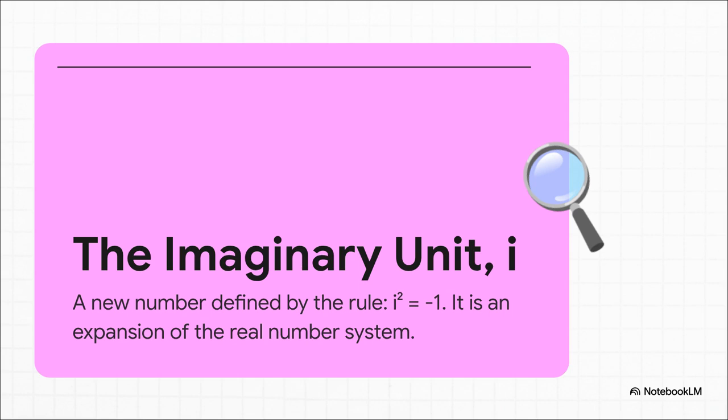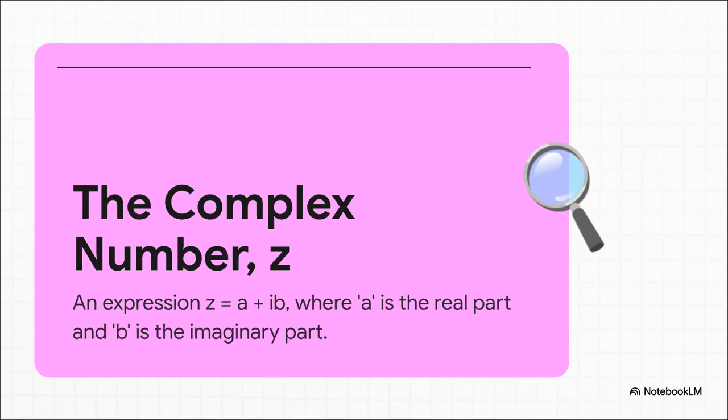Now don't get hung up on the name imaginary. It's not imaginary like a dragon or something. Just think of it as an expansion of our number system, a new tool in the toolbox. So once you have i, this opens the door to a whole new kind of number, the complex number. We usually write it as z, and it's made of two parts. You have a real part, a, and an imaginary part, b. And you just stick them together in the form a plus bi.